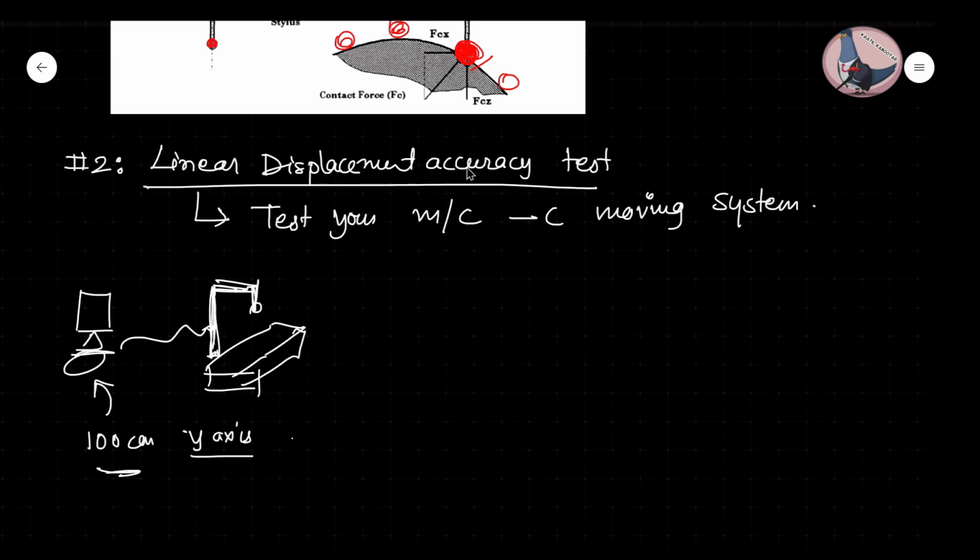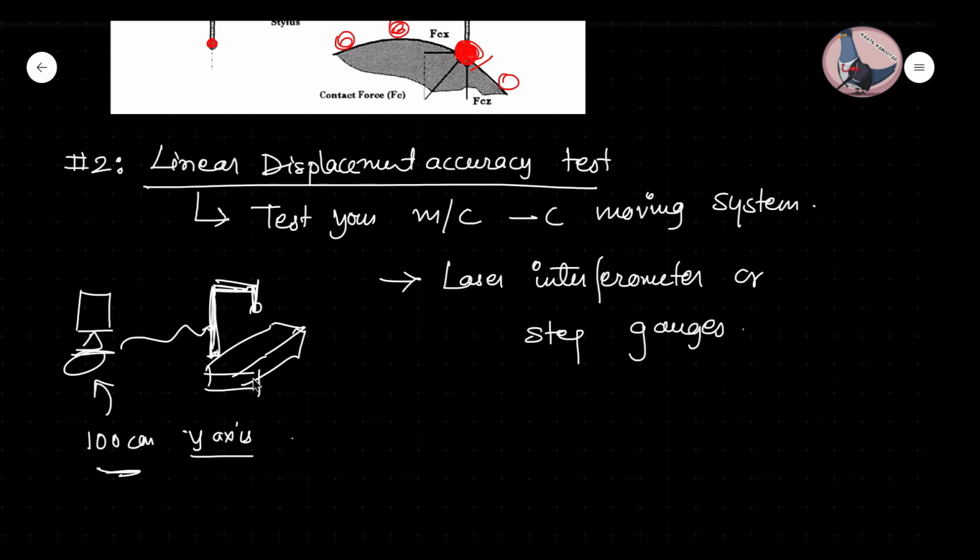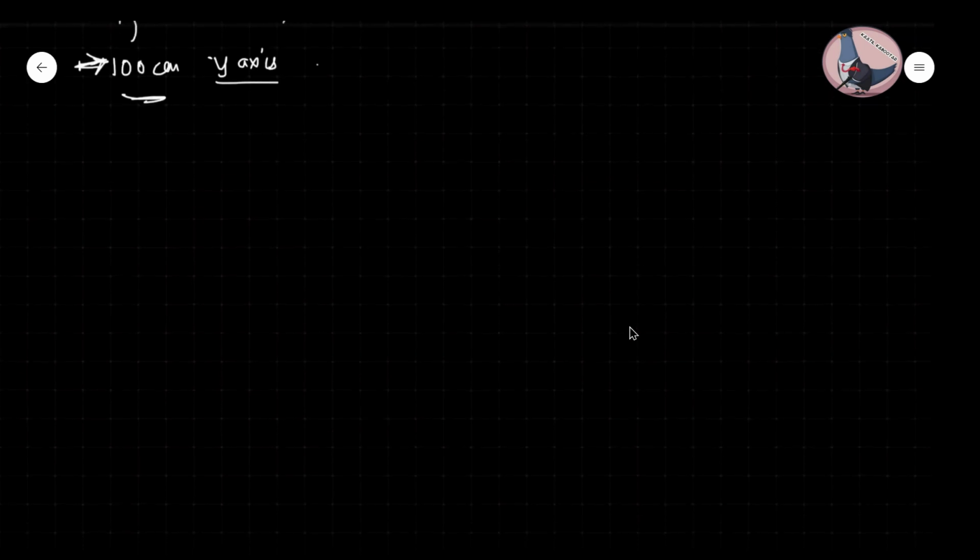Now it provides a traceability to the international standard of length and is done by either a laser interferometer or step gauges. Okay, so this is done by your laser interferometer or step gauges. Internationally, whatever you have given as the measurement of length, such as 1 meter, it will try to establish a correlation with that. Okay, then your third one is your repeatability test.